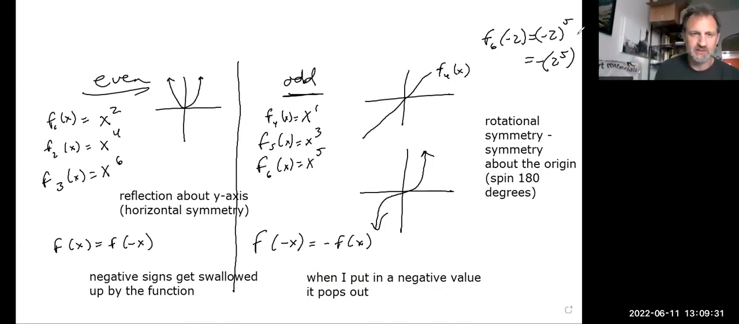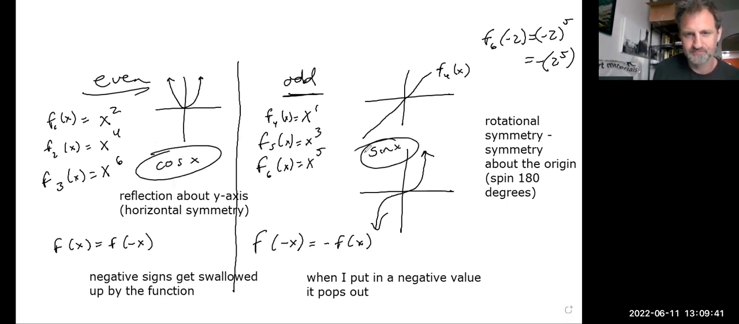So the implications here for these functions that we have: cosine x turns out to be even and sine x turns out to be odd. So interesting little partnering there, because not every function is symmetrical. So it's just interesting that one's even and one's odd.